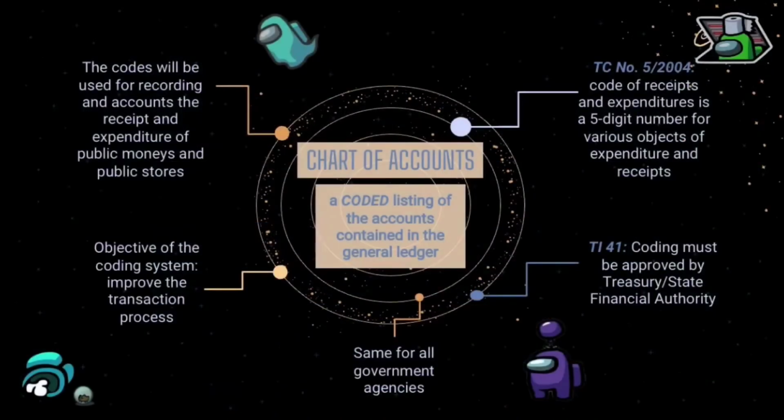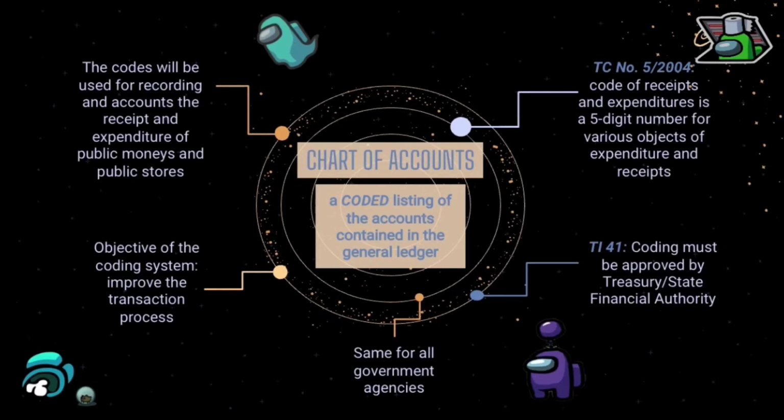Thank you. Hi, I am Razima. So today I will present on chart of accounts. Chart of account is a coded listing of the account contained in the general ledger of a particular public sector organization. The chart of account functions as the primary reference for the recording and accounting of expenditure and receipt of public monies and public stores.